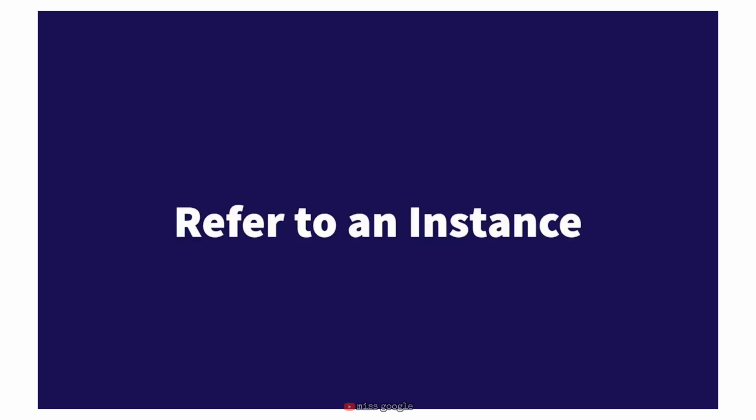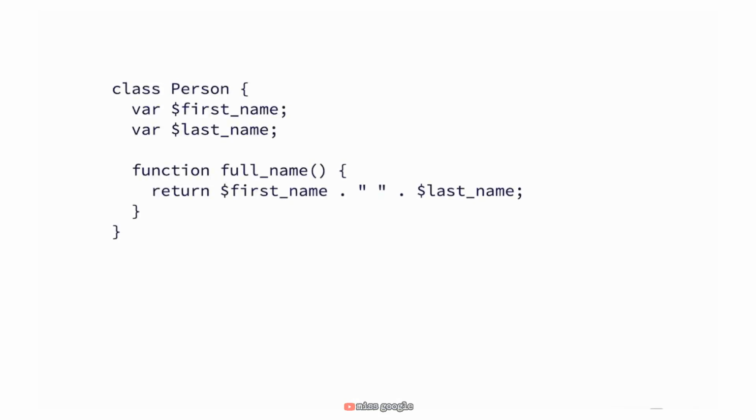Now that we know how to add methods to our class definitions, we need to spend some time talking about how to refer to instances from inside those methods. First, let me show you what the problem is with it, and then I'll show you the solution. Let's say that we have a class definition for person, and it has 2 properties for first name and last name, and it has a method, and we want that method to take the first name and last name and join them together with a space in between.